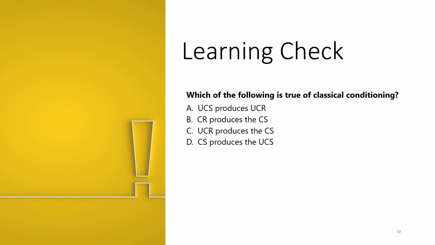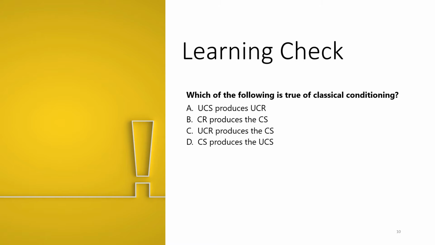Let's take a look at another one. Which of the following is true of classical conditioning? You'll see here that I have some acronyms or abbreviations that I'm using. UCS means unconditioned stimulus. UCR means unconditioned response. CR means conditioned response. And CS means conditioned stimulus.